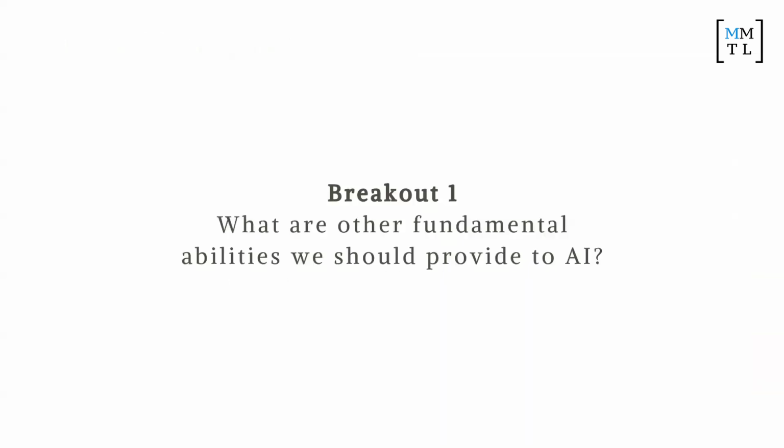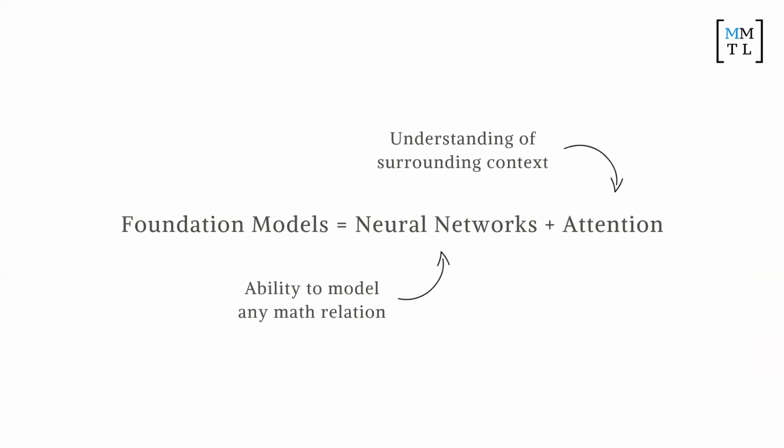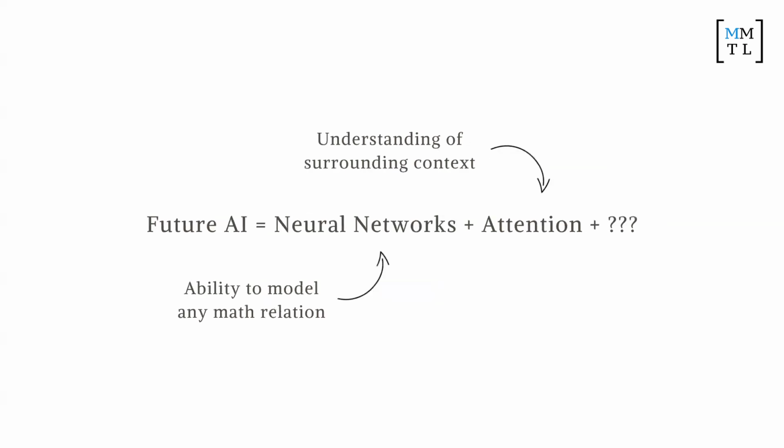Okay. Now, breakout one. So I talked about how foundation models are neural networks plus attention. Neural networks are the ability to model any mathematical relation, and attention is the understanding of surrounding context. If you think about it, that's really basic, right? It's just, can you create a mathematical function, and can you understand surrounding context? And the next question, obviously, is future AI. What should be the third or fourth or fifth component that we could add to these systems and provide it even more power to do cooler things, right?